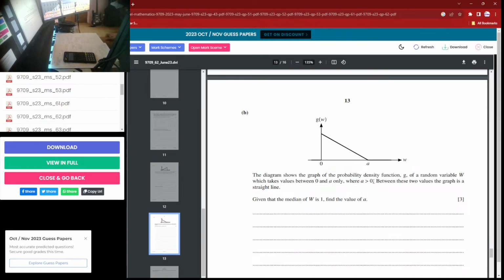Oh wait, I can think of something. Half times base, which is a, and height, you will get half the value of the... Oh yeah, okay. So half times... wait, no, the median of W is 1. So between 1, you would have 0.5, 0.5. But we don't need the y value.